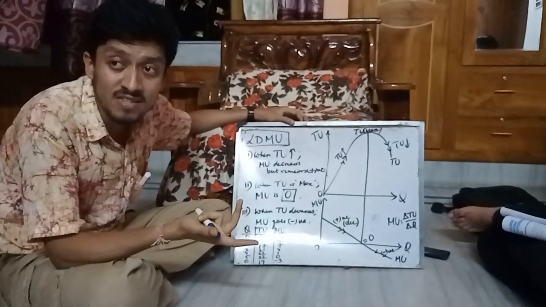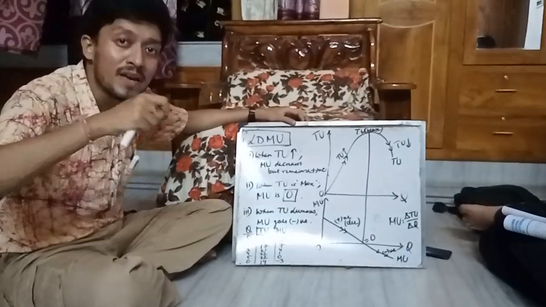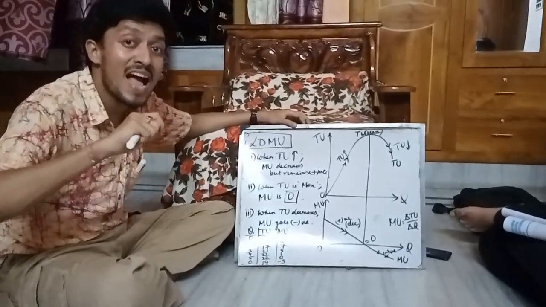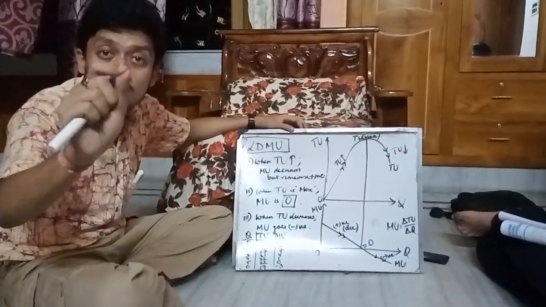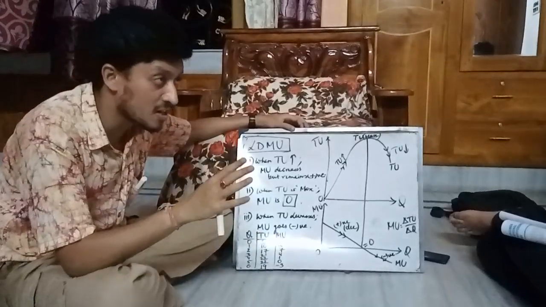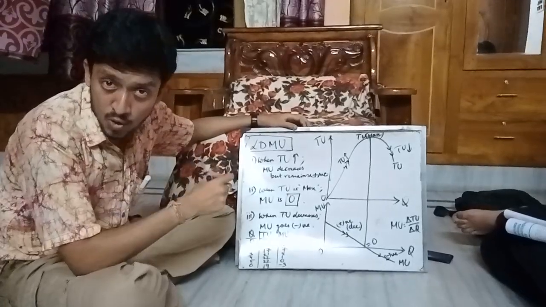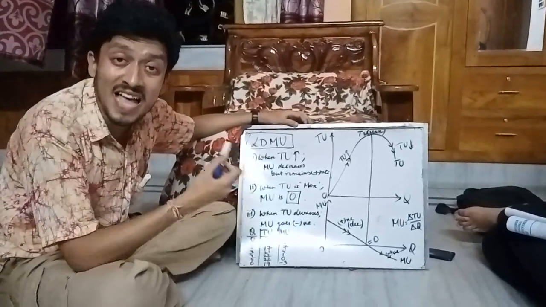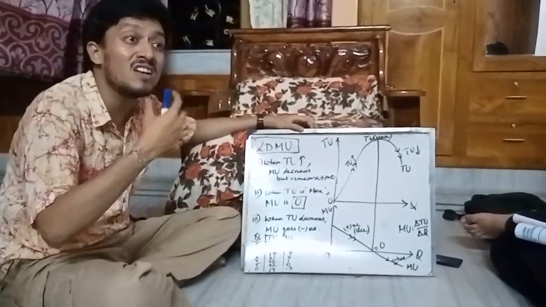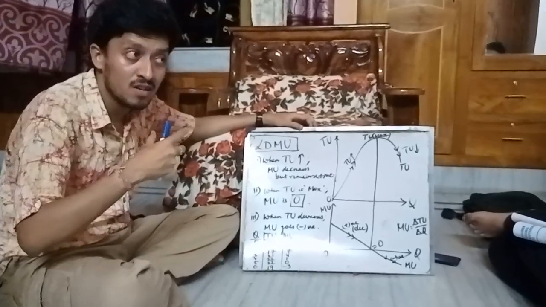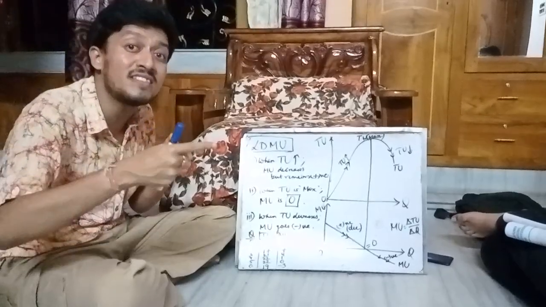Like any eatable item, I can have a rasgulla, divide it into 2 or 3 parts and consume it as many times as I want, right? I can consume it in fragments, in small divisional forms. The fourth assumption is that this law of diminishing marginal utility is applicable only for those commodities which a consumer is continuously consuming. That means the consumption is continuous.